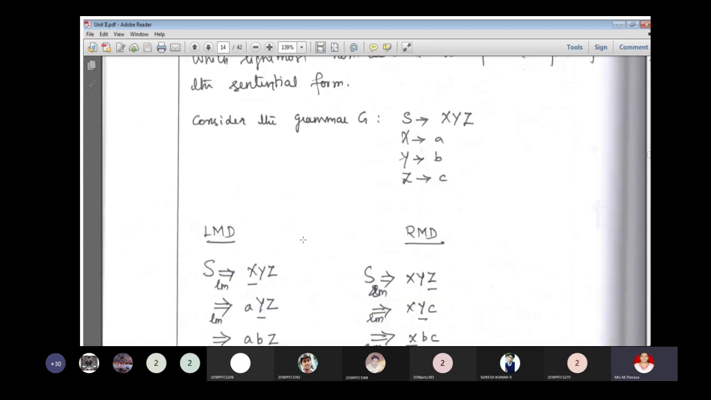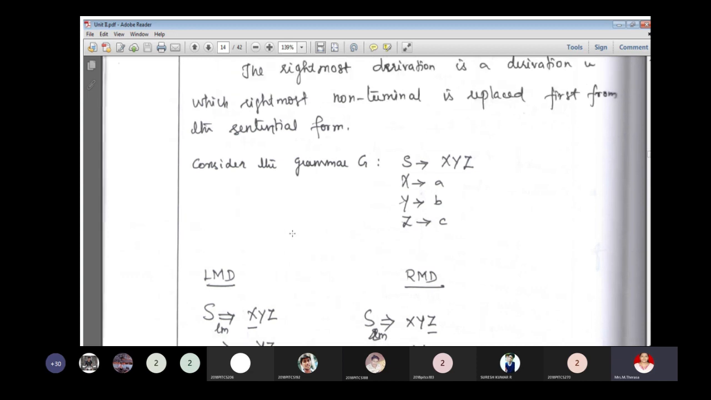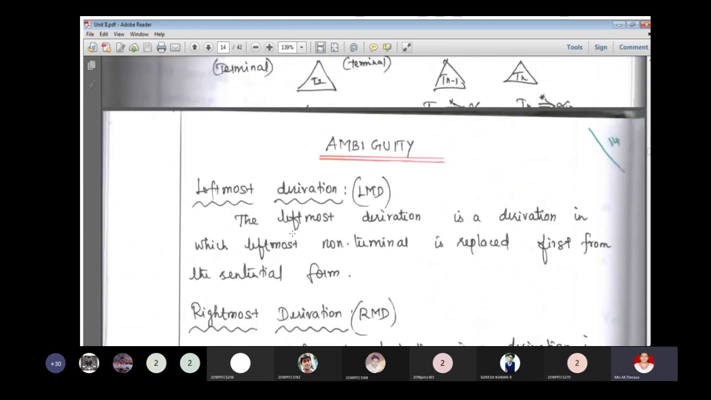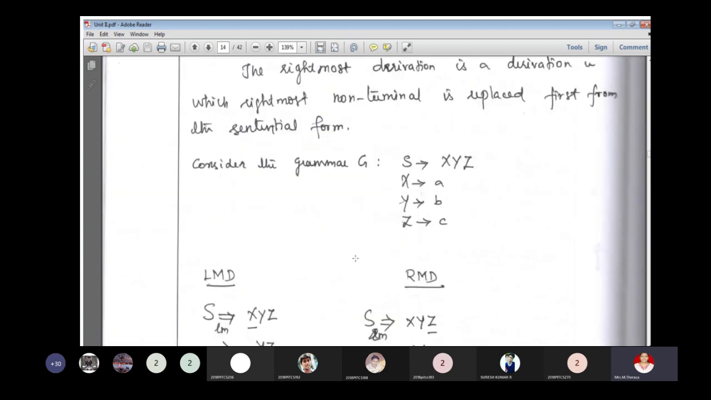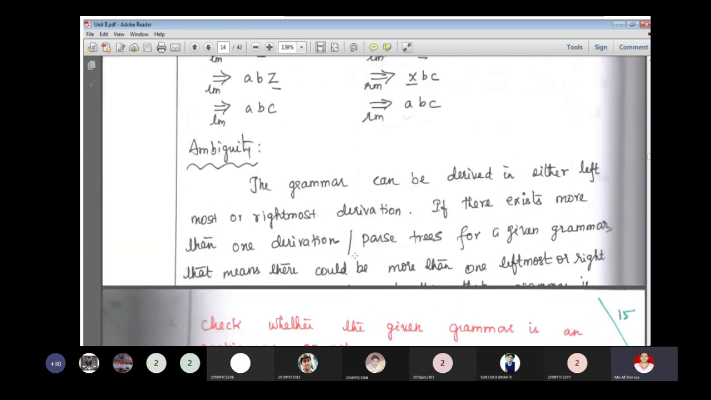Okay, so now we are clear with leftmost derivation and rightmost derivation. When you choose the leftmost non-terminal to replace by any of its bodies, then it is called leftmost derivation. When we always choose the rightmost non-terminal to replace by any of its productions, then the derivation is called rightmost derivation. Then we'll go to the ambiguity of the grammar, because ambiguity of the grammar is defined with the help of these two terms, leftmost derivation and rightmost derivation.